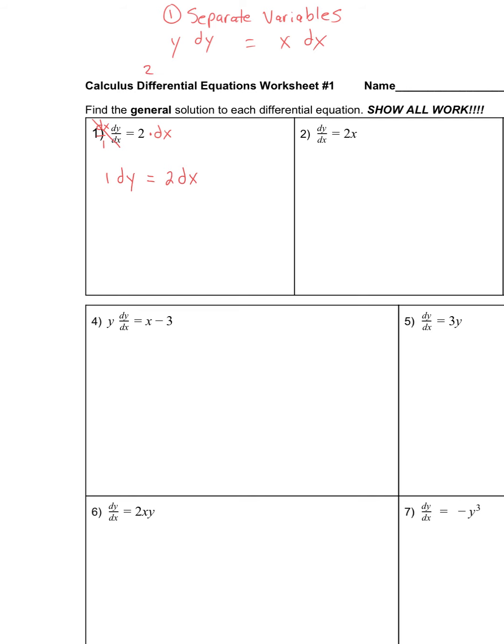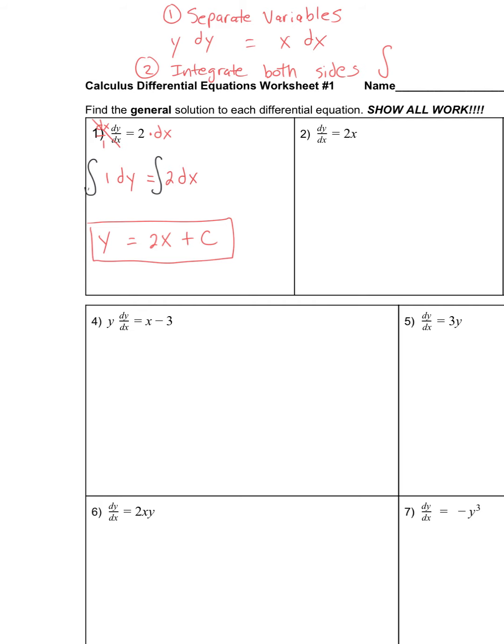The second step is to integrate both sides. So what does that mean? We put an elongated s on this side, and we put an elongated s on this side. Okay, so now we take the antiderivative of both sides. The antiderivative of 1 is just y. The antiderivative on the right side of 2 is simply 2x. The 2 comes along for the ride, 2x plus c. And that is as far as we need to go.